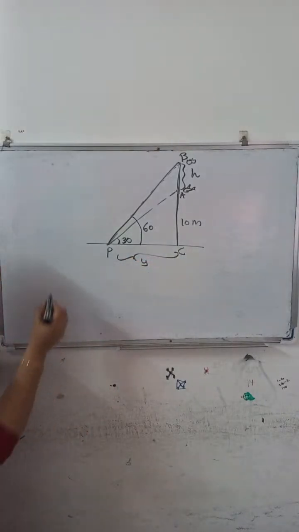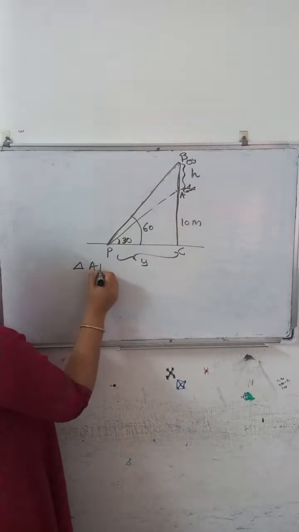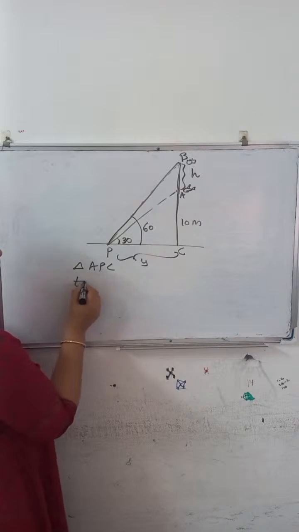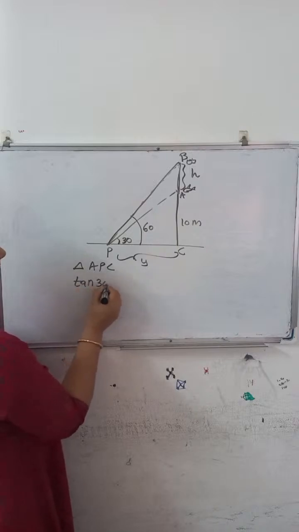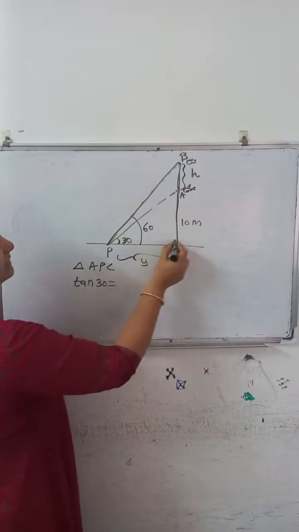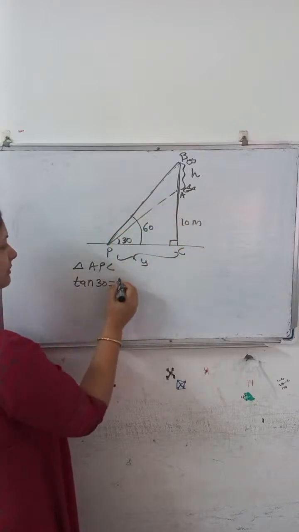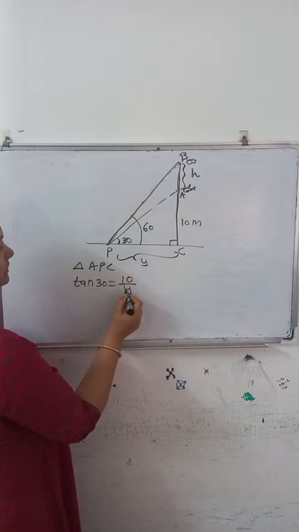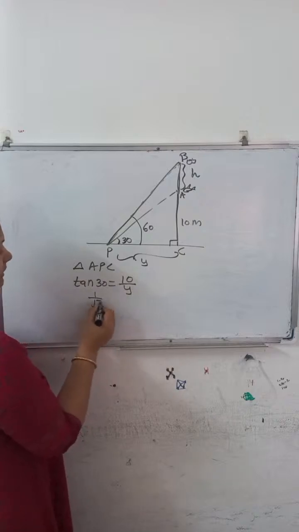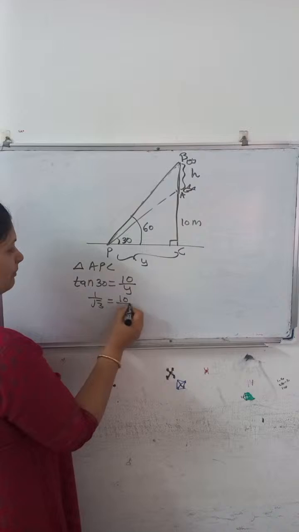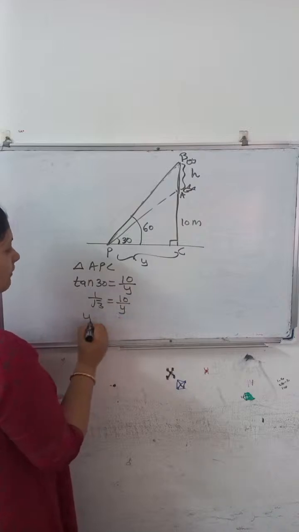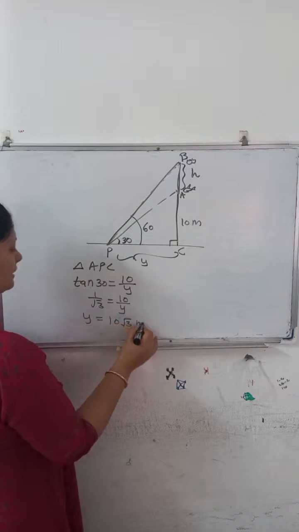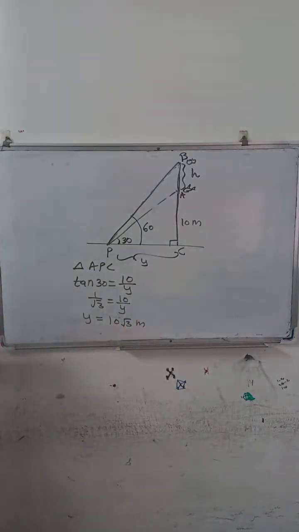Consider triangle APC. There you can apply tan 30, this is 90 degrees. Tan 30 is nothing but opposite by adjacent, that is 10 upon y. Tan 30 is 1 by root 3, equal to 10 upon y. So y is nothing but 10 root 3 meter. I am getting y as 10 root 3 meter.